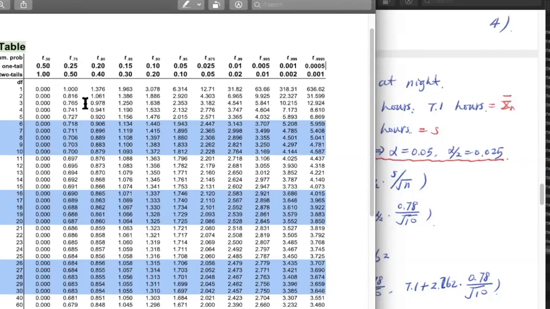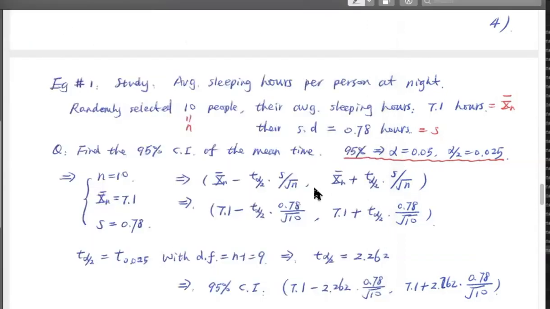Now, how do we find out those T alpha divided by 2? So let's go back. Remember, what's alpha? If you remember, we mentioned earlier, alpha is coming from 1 minus the confidence. Is that right? Everybody? CI stands for confidence interval, right? When we say confidence is 95%, what's the alpha?